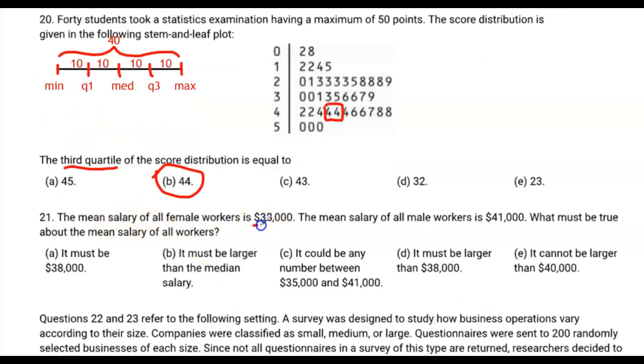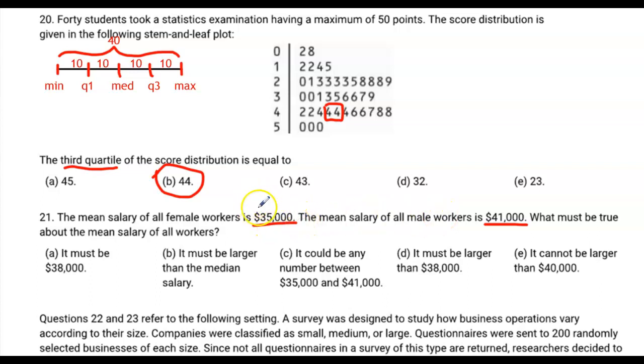All right, moving on to question 21. The mean salary is $35,000 for female workers. The mean salary of male workers is $41,000. What must be true about the mean salary of all workers? Okay, well, you don't know how many female workers there are and how many male workers there are, but you know that they're all part of the same workforce.